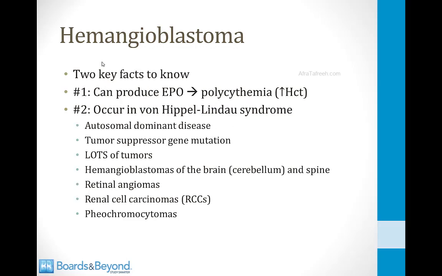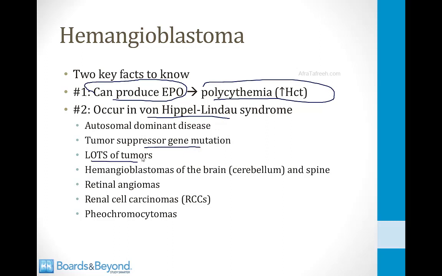There are two key facts you need to know about hemangioblastomas. The first is that they can produce erythropoietin, and this means they will increase the red blood cell count, and you will get a high hematocrit and polycythemia. The second is that they occur in a very rare autosomal dominant disease called von Hippel-Lindau syndrome. This is a tumor suppressor gene mutation, so you get lots of tumors. One of them that you get is hemangioblastomas of the brain, including the cerebellum and the spine. These patients also get retinal angiomas, renal cell carcinomas, and pheochromocytomas.